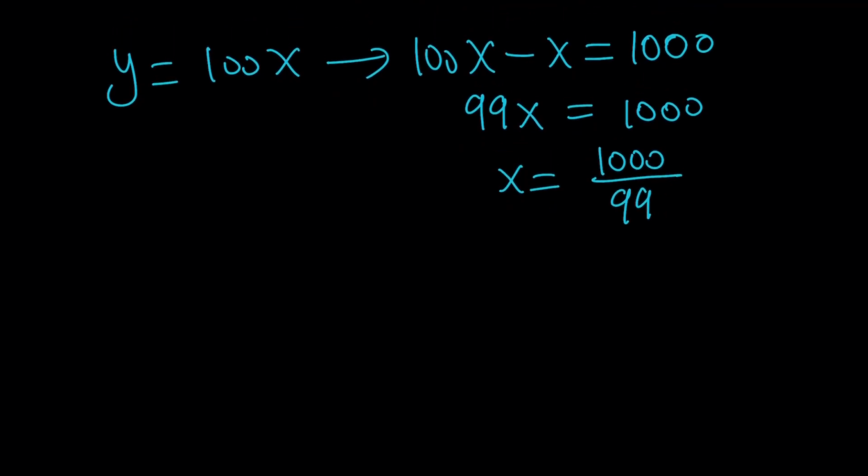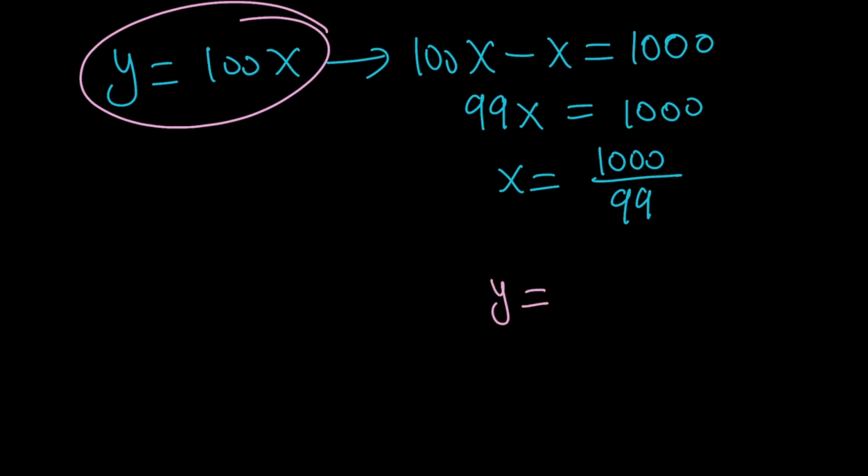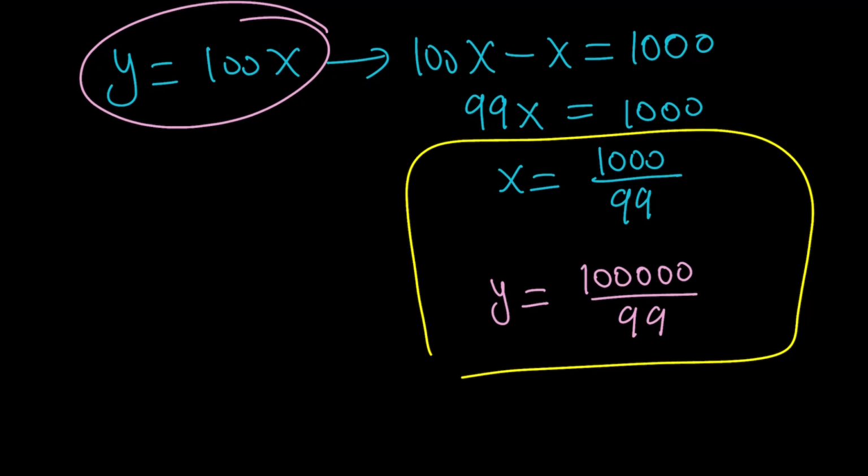And then the y value is just going to be 100 times this. So y is going to be, if you multiply 1,000 by 100, you're basically adding 2 zeros, which is going to give you 100,000. If you want to use commas, that's fine. I don't like them. But this is going to be the ordered pair that solves our system.